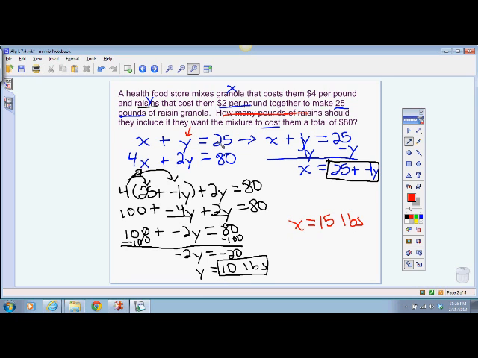Again, setting up and solving, you're just making a choice now what method you'd like to use. And it's helpful to use substitution when the coefficient of your variables is 1 or -1.